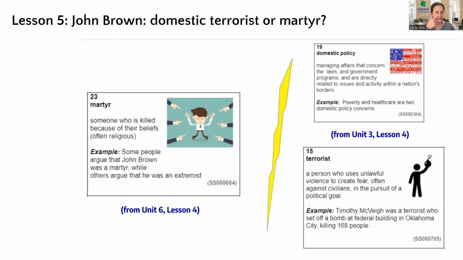The beginning of the lesson has students clarify some vocabulary. So they take a look at a definition they've already seen in the course in Unit 6, martyr. And then we also have them look at 2 vocabulary concepts they've already had, domestic policy and terrorist. And we have them put these together, and think about what a domestic terrorist would be.